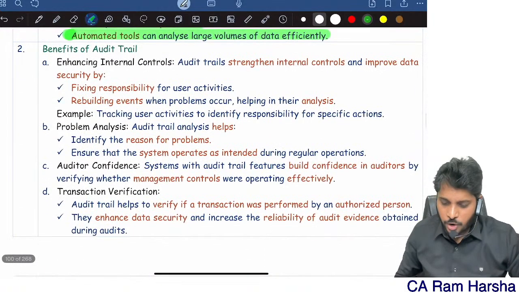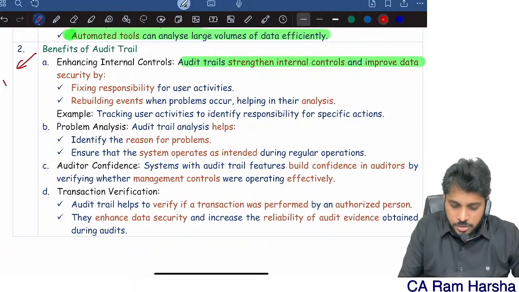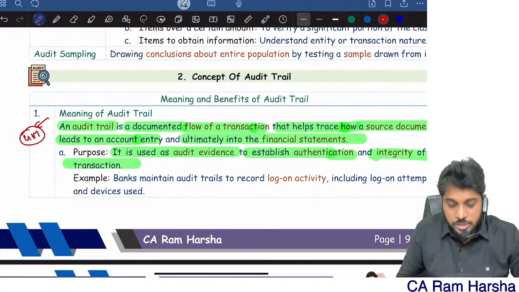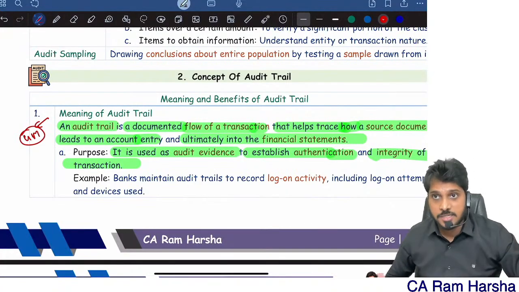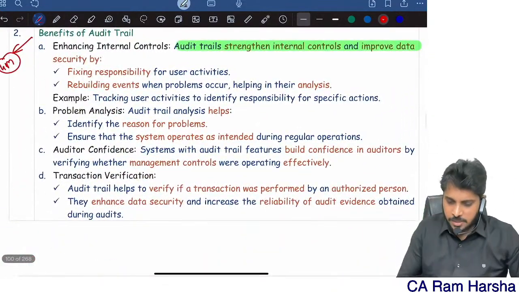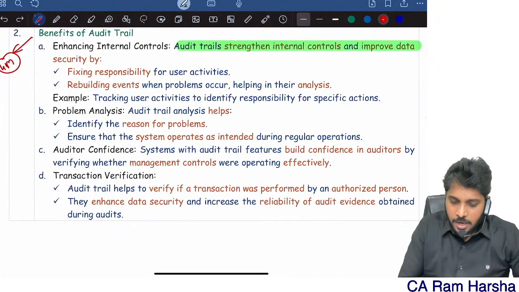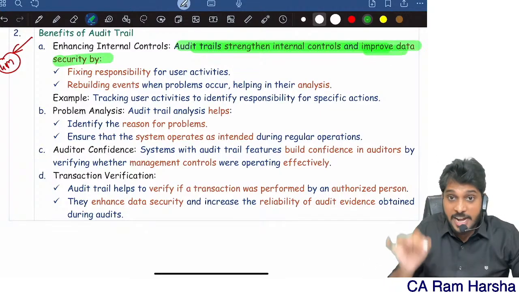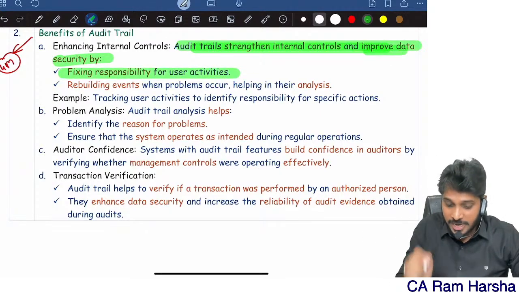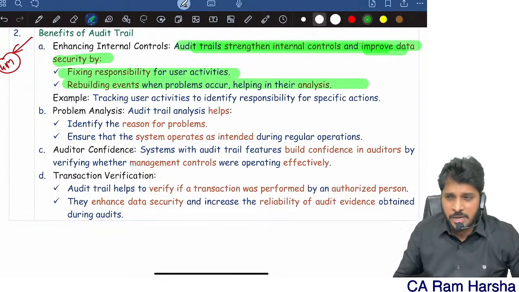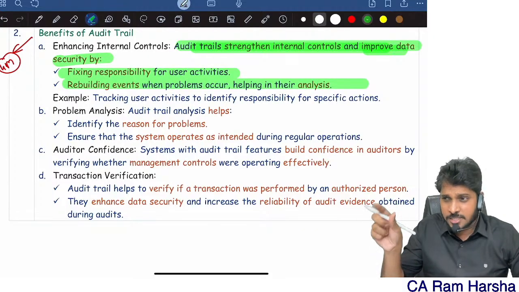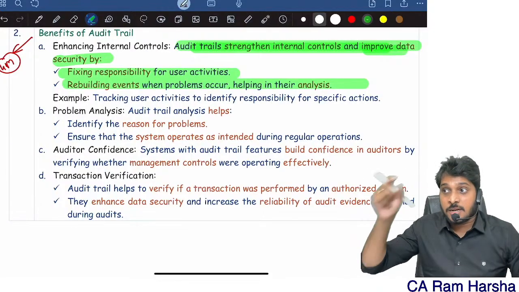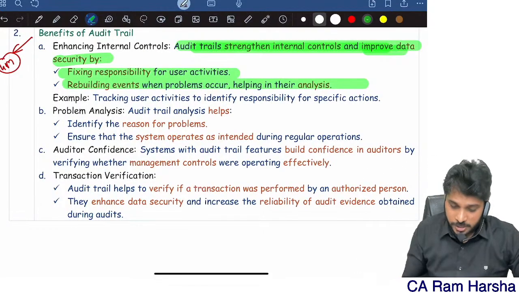Okay, benefits of an audit trail. A 4 marks question can be asked on the meaning of audit trail, or on the benefits; any of this can be asked in the exam. Benefits: an audit trail makes internal control strong and improves data security by fixing responsibility for user activities, and rebuilding events when a problem occurs. If some transactions are modified later or some fraud happened, I will rebuild what all happened previously. Who entered this transaction, when they entered it, everything will be recorded.